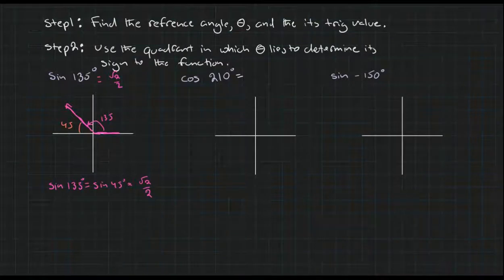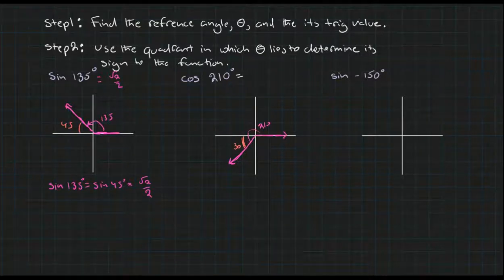We got cosine of 210 over here. So let's first draw it in. 210 is going to be somewhere right over here, which is definitely a really weird approximation of 210. So we know this is 210, and then this is going to be the reference angle right over here. So what is this going to be? This is 30 degrees.